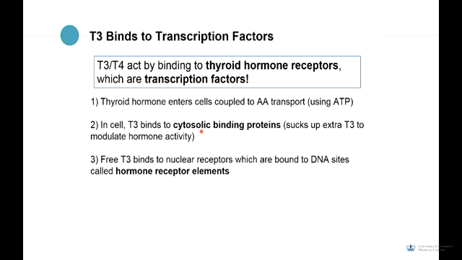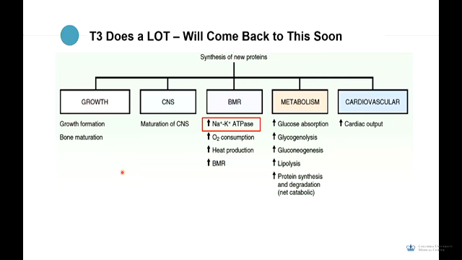Okay, so what does T3 do? It enters your cells via a transporter and then acts on transcription factors and goes into the nucleus to affect gene expression. And then what it does to your body is a whole bunch of things, everything from bone maturation to changing your basal metabolic rate. I'll talk about this a little bit more when we get to hyperthyroidism.